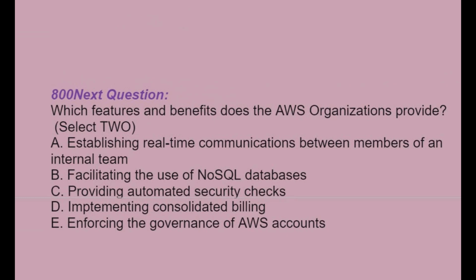Question is, which features and benefits does AWS Organizations provide? Select two options. Option A. Establishing real-time communications between members of an internal team. Option B. Facilitating the use of NoSQL databases. Option C. Providing automated security checks. Option D. Implementing consolidated billing. Option E. Enforcing the governance of AWS accounts. Correct answer is option D and option E.